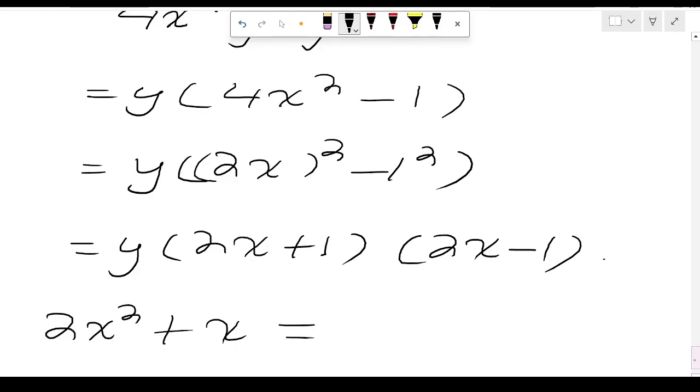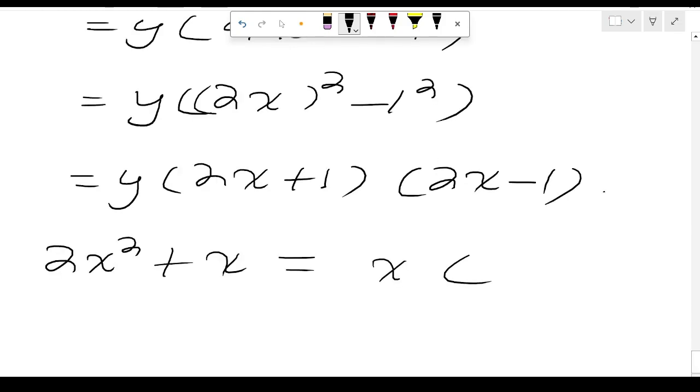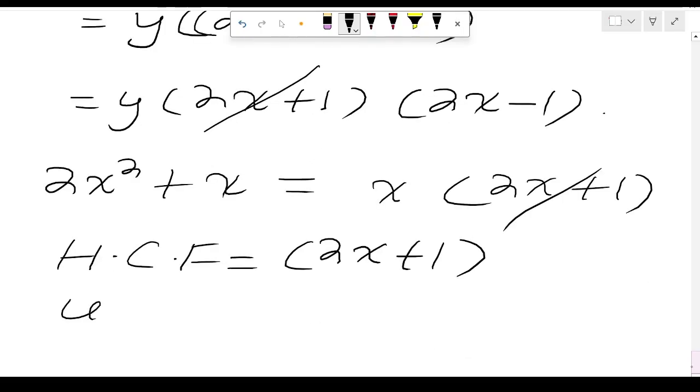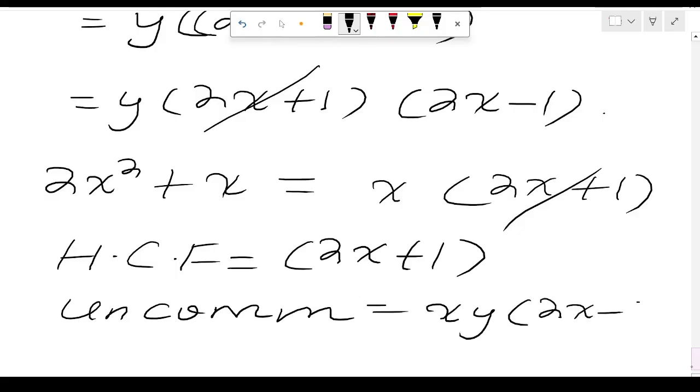Now what is common between these two? We can just pick x bracket (2x plus 1). So now let's find the HCF or the common factors. So (2x plus 1) and (2x plus 1), we can just write that. And then we need to find the uncommon factors. So we will write uncommon and find the uncommon factors. The first will be xy (2x minus 1). So we can write xy bracket (2x minus 1).